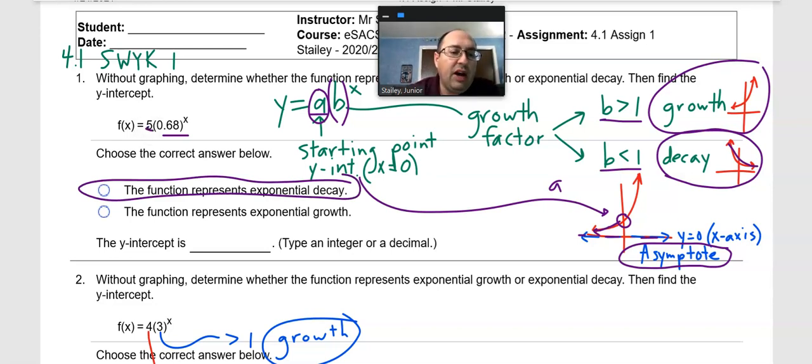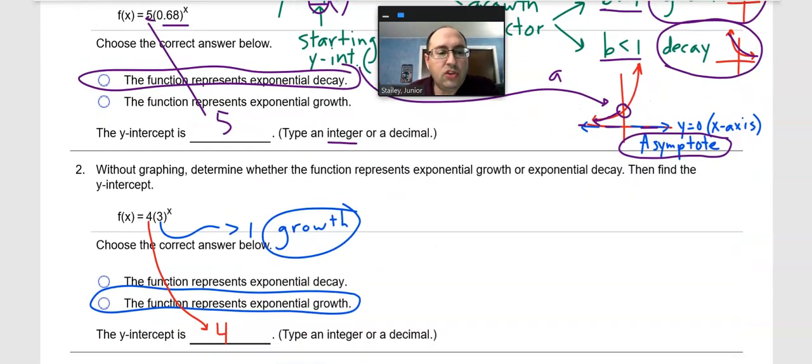We're starting with 5. That is your y-intercept, 5. Now, it just says type an integer. It doesn't say type a coordinate, so make sure you understand you don't need to write 0, 5. It's just 5.